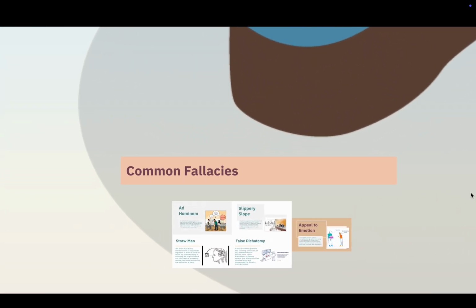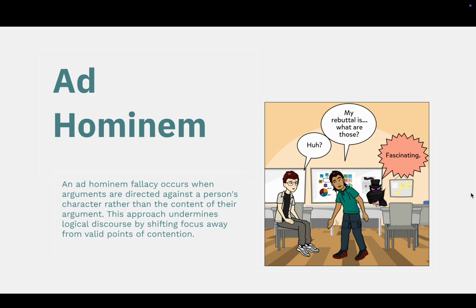A few fallacies to look out for. So, ad hominem is a fallacy that occurs when arguments are directed against a person's character rather than the content of their argument. This approach undermines logical discourse by shifting focus away from valid points of contention.